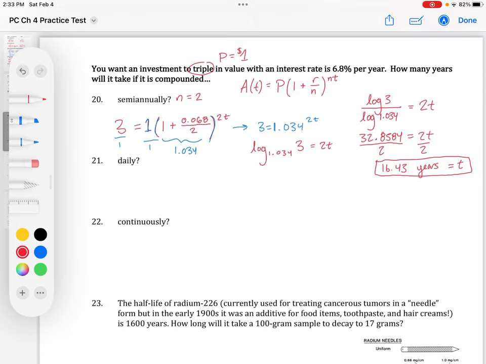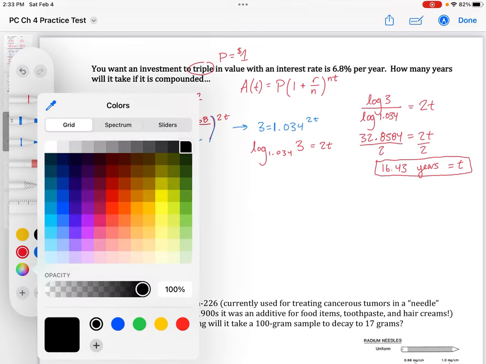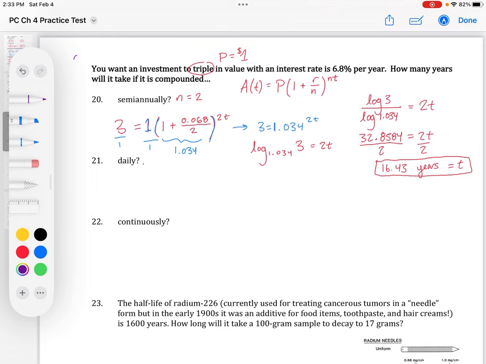All right, so now let's see if that is different if we have our interest compounding daily. In this example, daily means that we're going to have n equal 365. So I'm still going to suppose that I have $1 invested as my principal. But what's going to change in this problem is that where we have n, that will now be 365.